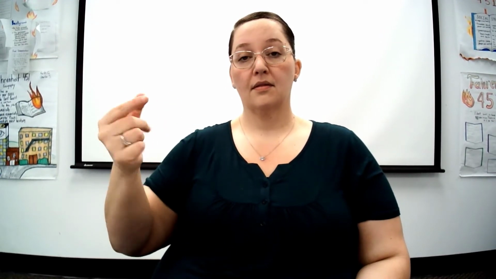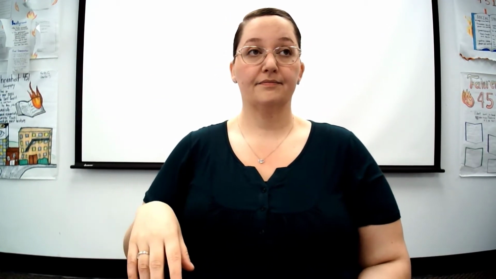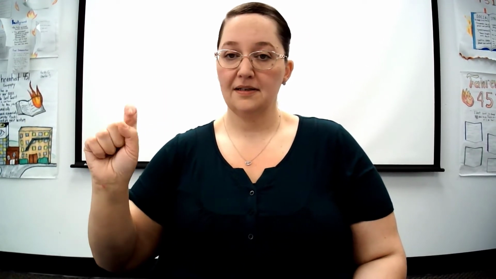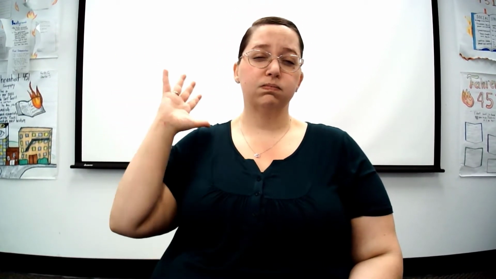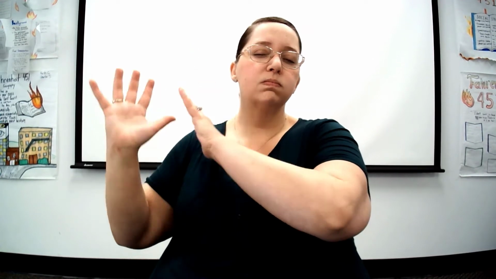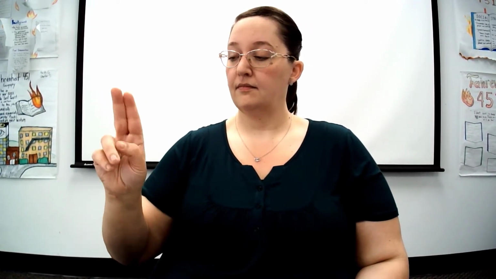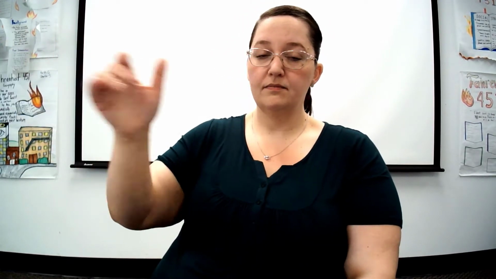Number 3, long ago or once upon a time. It can be interpreted as far in the past, but it's all the same meaning. You can use 1 or 2 hands, circle your 5 backward, puff your cheeks, squint your eyes. Number 4, far in the future. Again, puff your cheeks, squint your eyes.